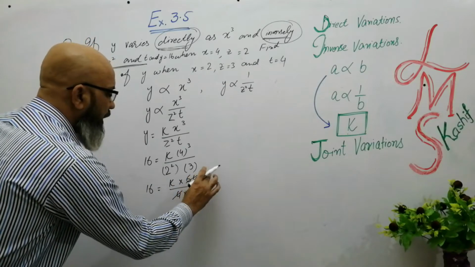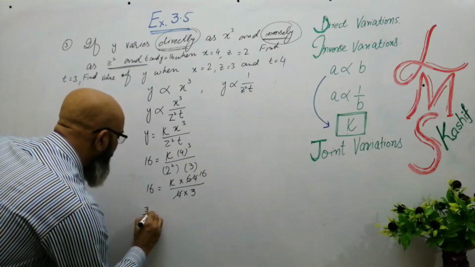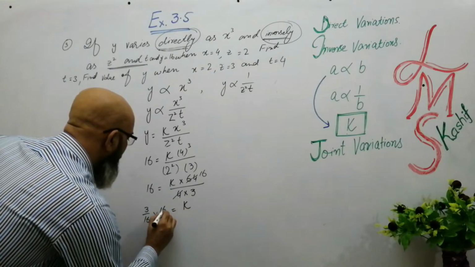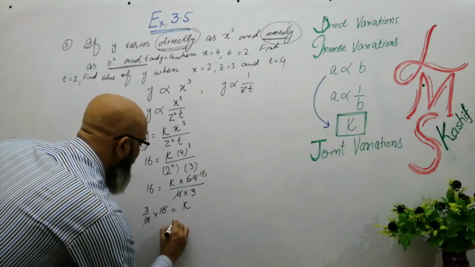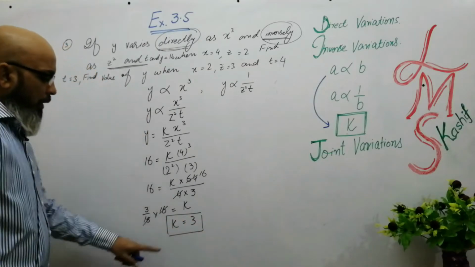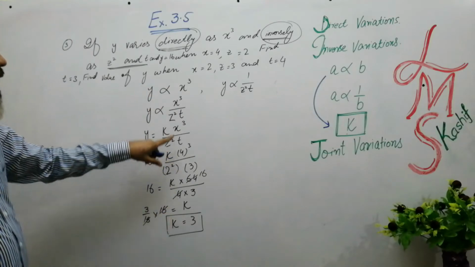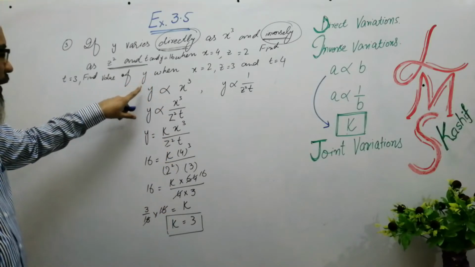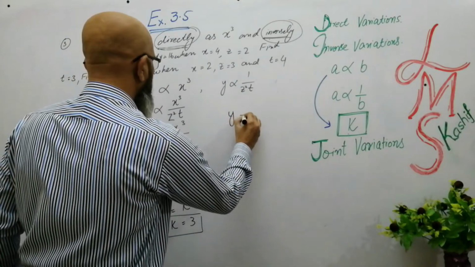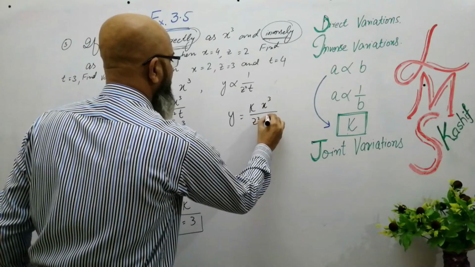4 16s are, so we get 16 over 3. So when we move in this way, it will come 3 over 16 multiplied by 16, that is k. The 16s cancel. So we get the value of k is equal to 3. So now we have the value of k. Now what we have to do is simply find the value of y, and we have the equation y is equal to k x cube over z square t.